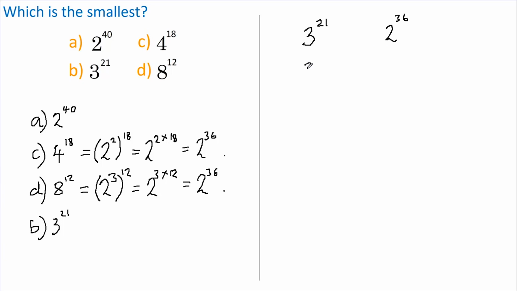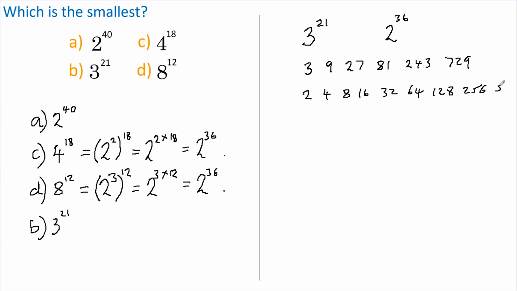That goes 3, 9, 27, 81, 243, 729, and that's all I know. And the 2 power table goes 2, 4, 8, 16, 32, 64, 128, 256, 512, etc.